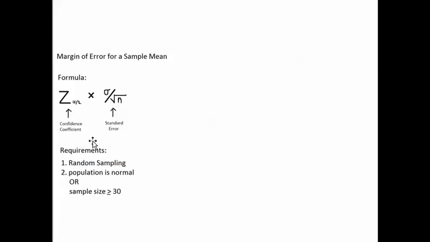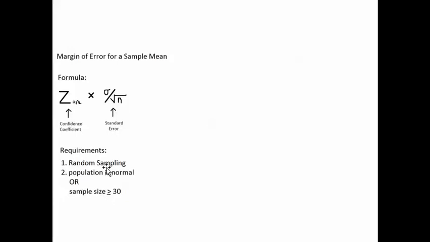And when you calculate the margin of error, there are always some requirements or rules you have to follow in order to calculate the margin of error correctly. If you don't follow those rules, then the formula will give you an incorrect answer. When you calculate the margin of error for a sample mean, the rules you have to follow are: you need to be taking a random sample, and also either the population that you're sampling from has to have a normal distribution, or your sample size has to be at least 30.